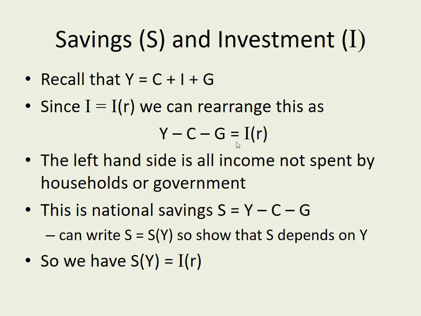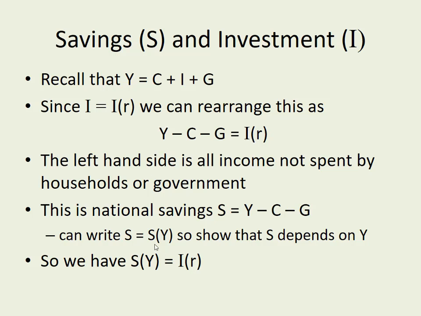Now, this left-hand side here is all the income not spent by households or government. So as I say, if you've got a whole bunch of income, the stuff that you decide not to spend is your savings. So at a national level, this is our total national income. This is as a nation what we're choosing to spend, both individually and as a government. So the income take away the spending gives you national savings. So national savings is defined as this side here. And the equation shows you that national savings has got to be equal to investment.